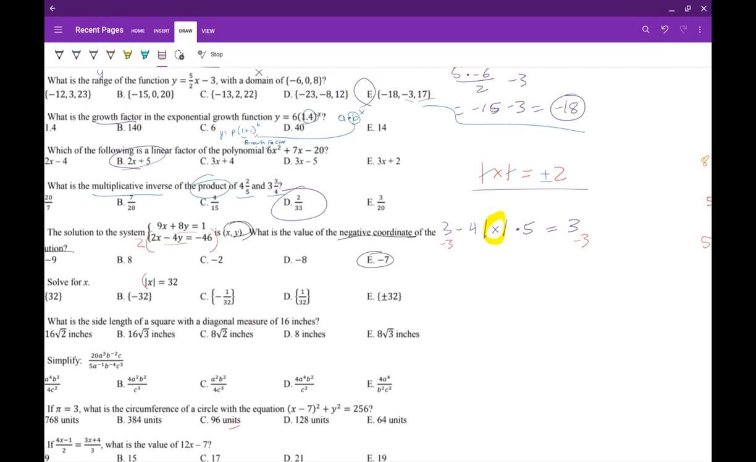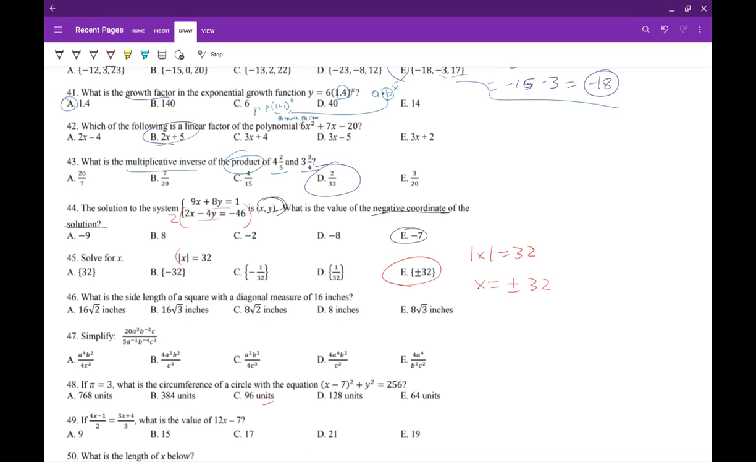Just remember that the absolute value has to be isolated before you can make the opposite side plus or minus. So now you have the absolute value of x equals 32. Based on what I just told you, x has to be equal to plus or minus 32. Solve for x. This is your solution.